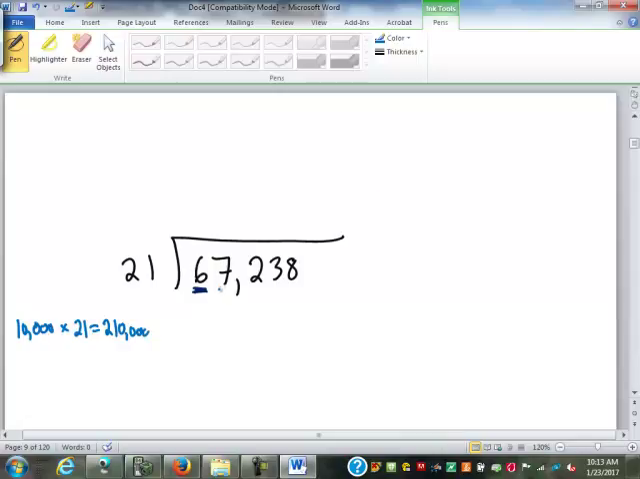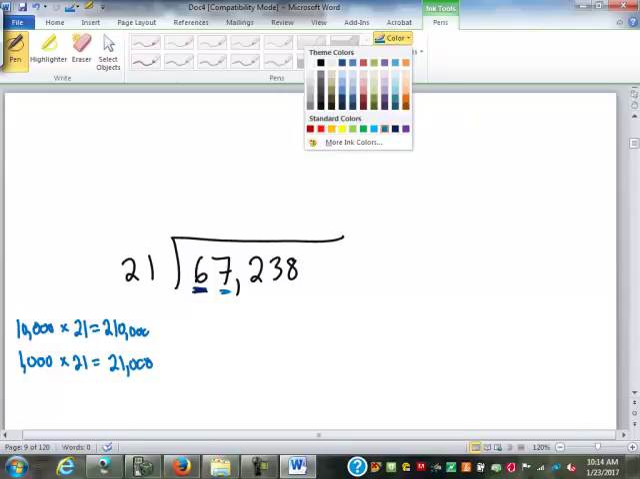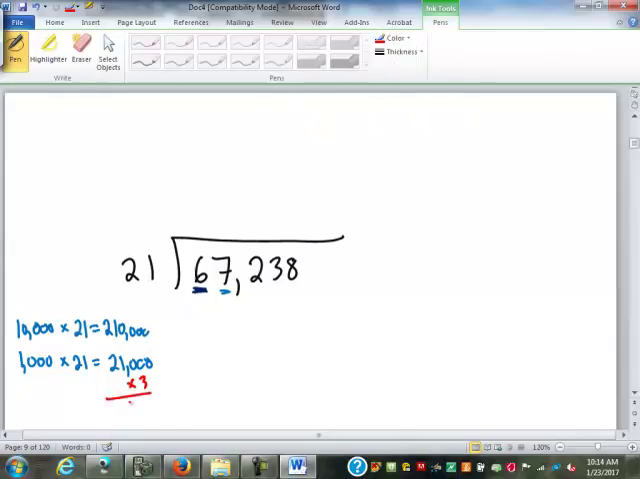So we go to the next digit. That is the thousands digit. 1,000 times 21 is 21,000. Can we subtract that? Yes, we can. In fact, we can subtract it 3 times, right? That's 63,000. So that leaves 4,238.